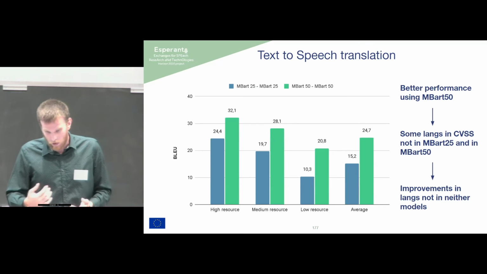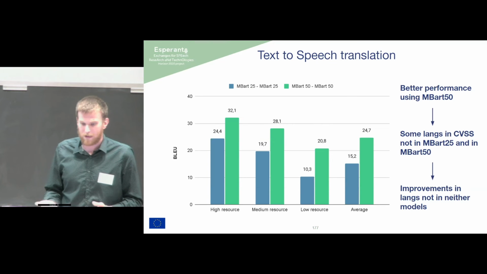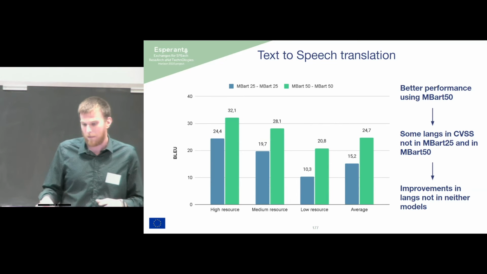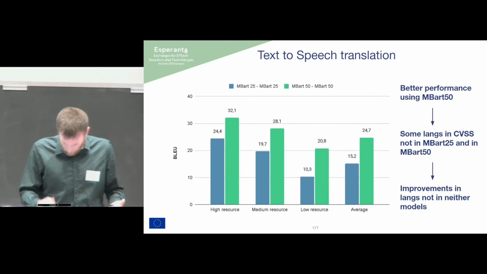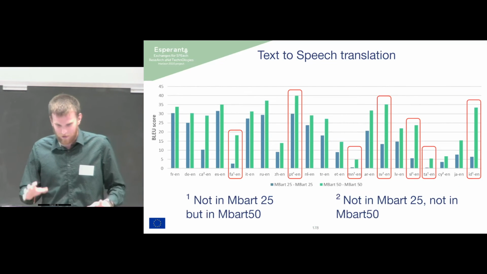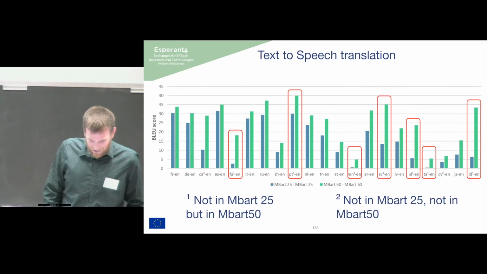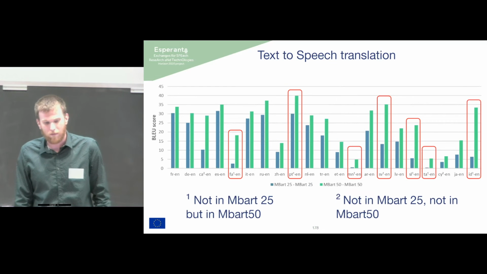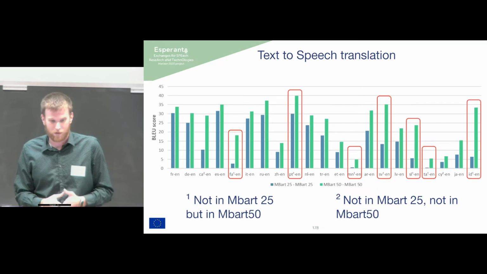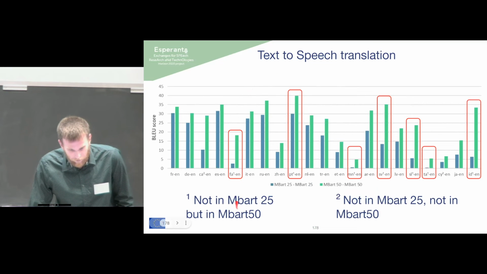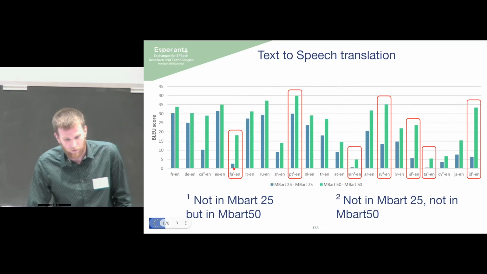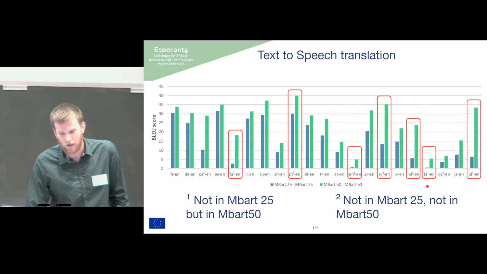And we also saw that some languages in the CVSS test set haven't been used to train the mBART25, but they are in the mBART50. So this is better seen in this graph here. It's too big, but I'm going to explain it. Now in red, I'm highlighting the languages that are not in the mBART25 version, but they are in the mBART50 version. And as you can see here, for example, Farsi is one of the languages that gets the best improvement when going from the mBART25 version to the mBART50. This happens also for most of these languages highlighted in red.